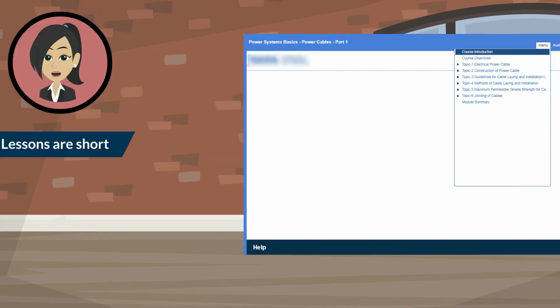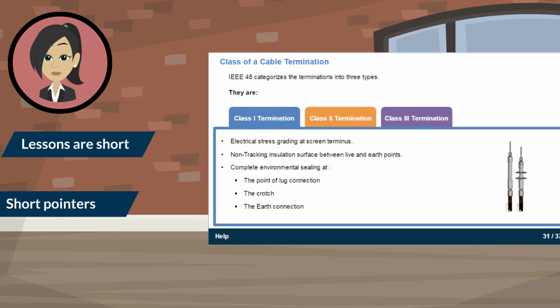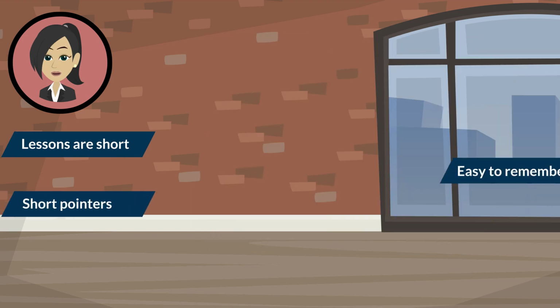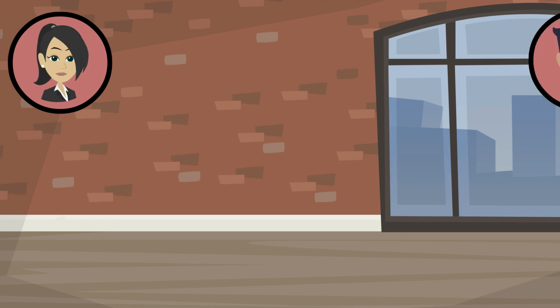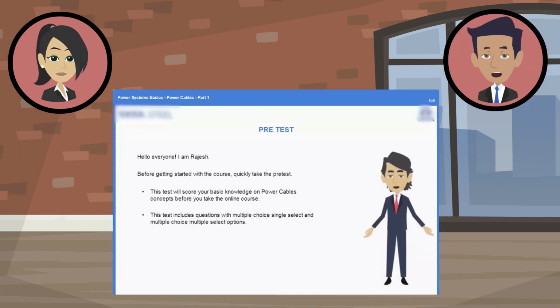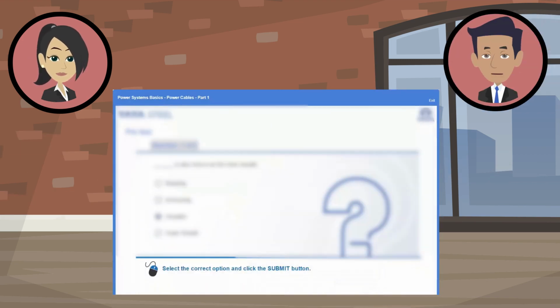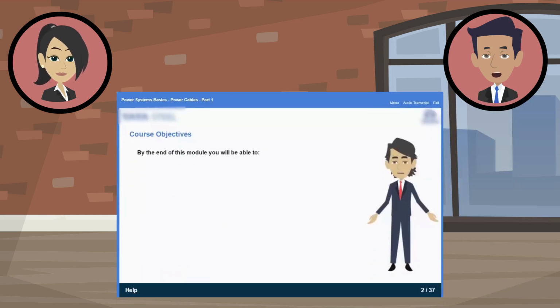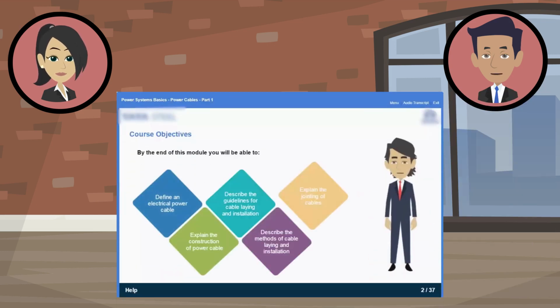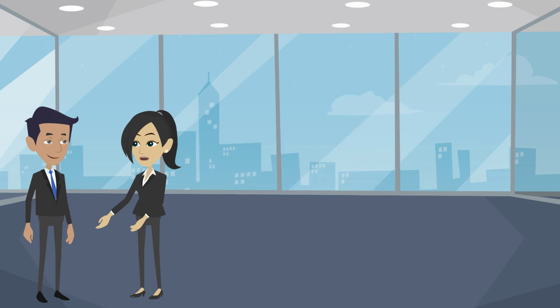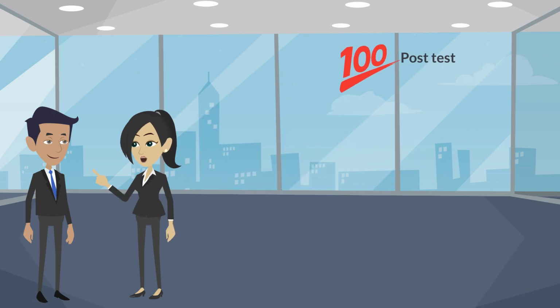What I really like is that the lessons are short and full of short pointers that make the course easy to remember. I understood from the pre-test that I needed to focus on the general guidelines section. I picked up the topic from the discussed objectives of the course. I focused on it and took the notes. Okay, so that's how you scored 100% in the post-test.